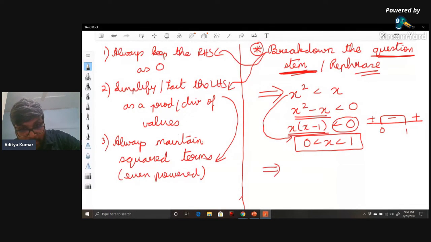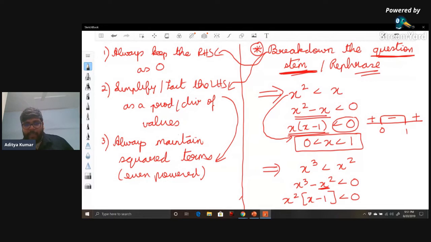But if you have something like this, right? X cube is less than x square. You know what I'll do? I'll do the same thing. I'll take x cube minus x square is less than 0. But I'm going to factor out an x squared term. So x square into x minus 1 is less than 0. Now the good thing is, when you factor out a squared term, you know what the sign of that squared term, or the sign of the even power term, is always going to be. It's like me telling you x square y is less than 0.